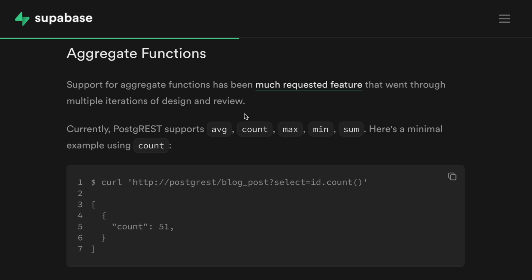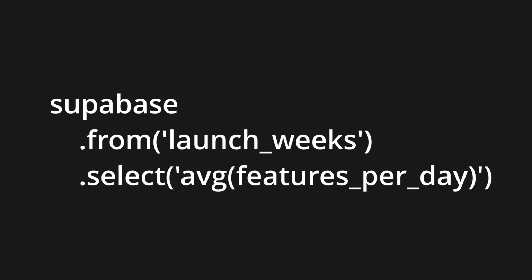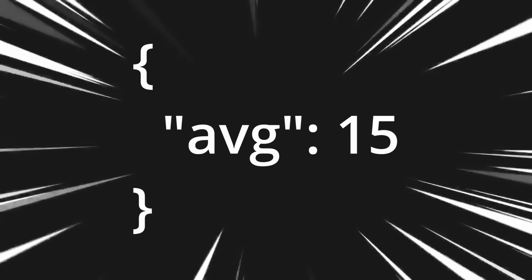Number 5. Aggregate functions in Postgres. Version 12 introduces support for aggregate functions like average, count, max, min, and sum, so we could use Supabase to query the launch weeks table and select the average of features we launch each day, and we can see this is something ludicrous like 15, because Supabase is awesome.